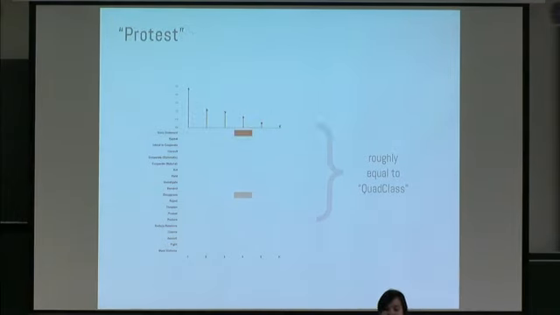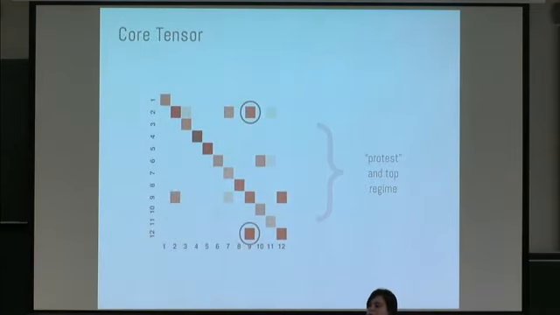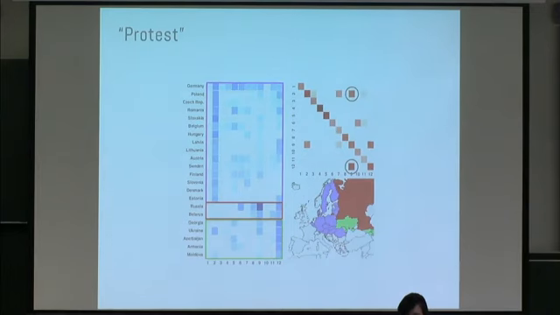So here's another topic. This topic places most of its mass on make statement, appeal, and disapprove. So it describes the actions of countries that denounce one another. It's sort of a protest topic. And again, we can look at the elements of the core tensor that are specific to this topic and the top temporal regime. And I've circled the strongest between community interactions again, so 2 to 9 and 12 to 9.